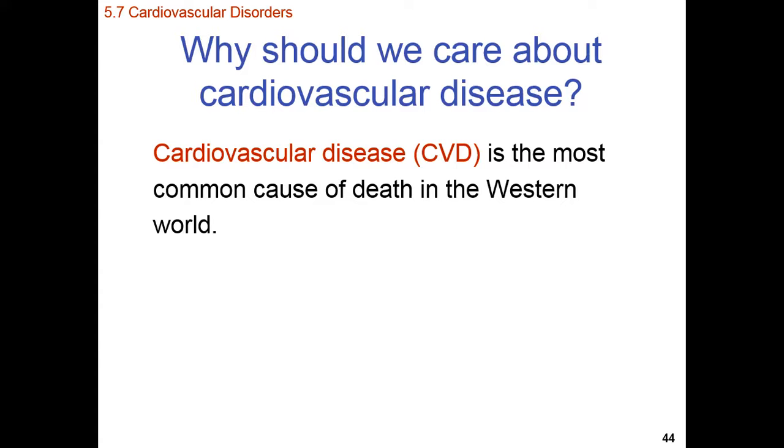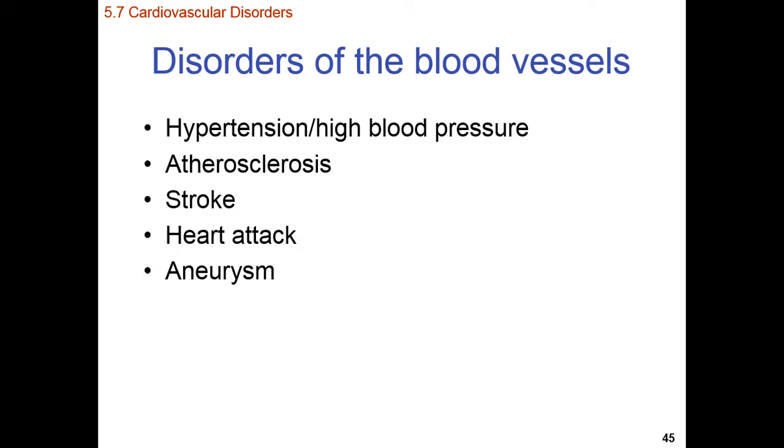So you as students here at Southeast State are going to be dealing with patients primarily within the country of America, which is a westernized country. And we have many, many people who die of cardiovascular related diseases within the United States. It's the #1 killer. Some subcategories within cardiovascular disease include hypertension, aka high blood pressure. We also have atherosclerosis, stroke, heart attack, and aneurysm. So let's spend some time talking about each of these.